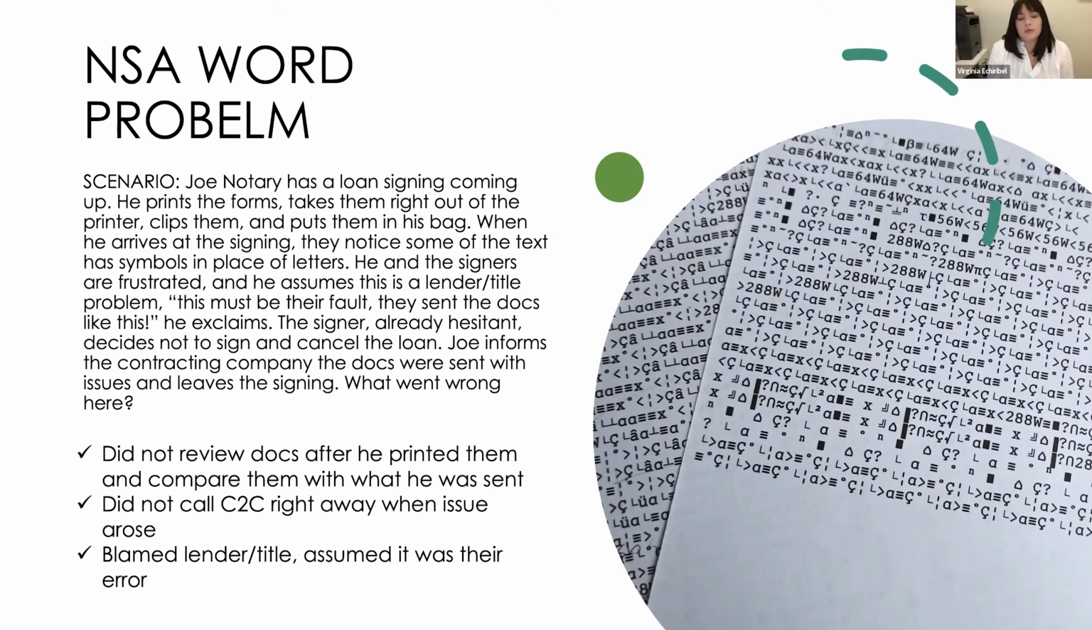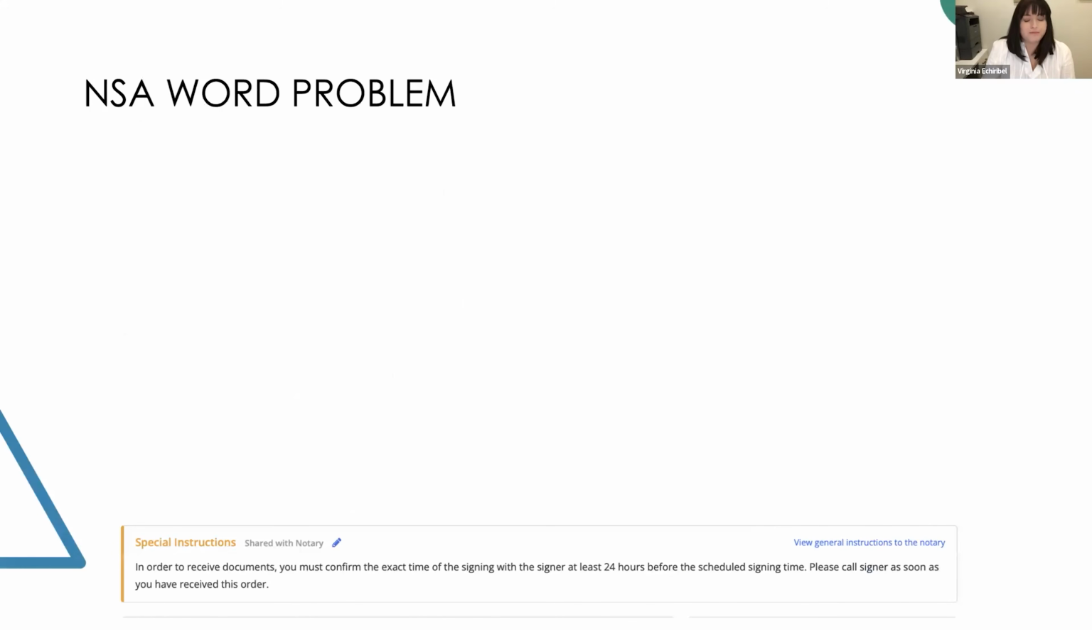Errors happen. Accountability is the biggest thing. So even if they didn't compare the docs, they should have called us, right? That's the major thing. We could have helped. We could have helped save the signing. So this is a real life scenario. It's an extreme one. This does not happen every week. Thank goodness, or else I would have had a heart attack already. But yeah, this is a real life scenario.